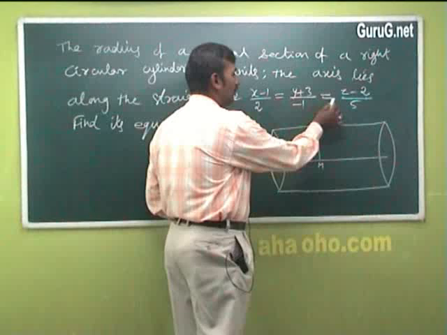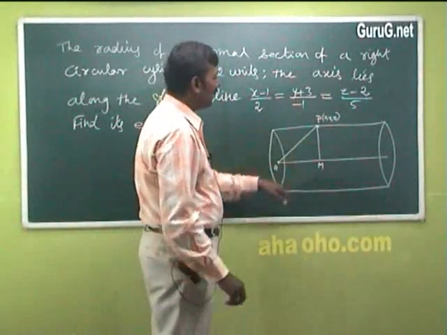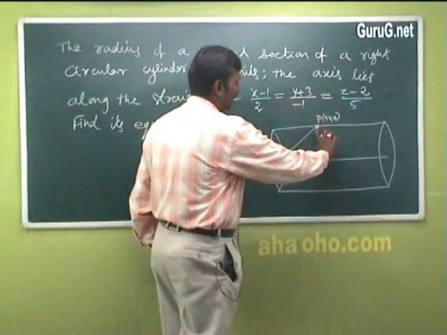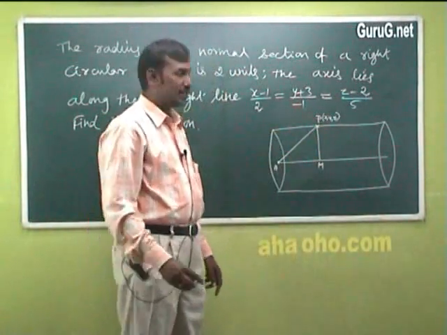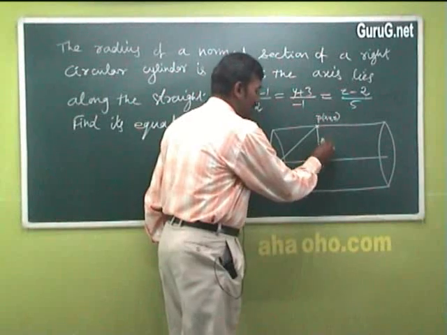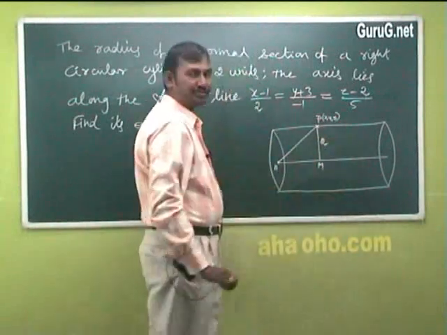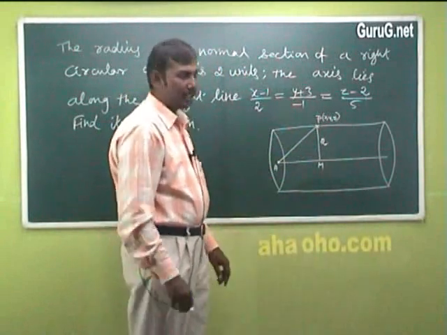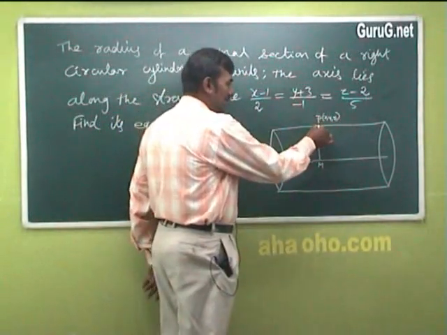So this is the equation of the axis, and the radius of the cylinder is nothing but what? This distance. The constant distance is nothing but the radius of the cylinder. So this is 2 units and this equation is given, right? So I have to find out the equation of this cylinder, right? So let P be any point on this cylinder: x, y, z.